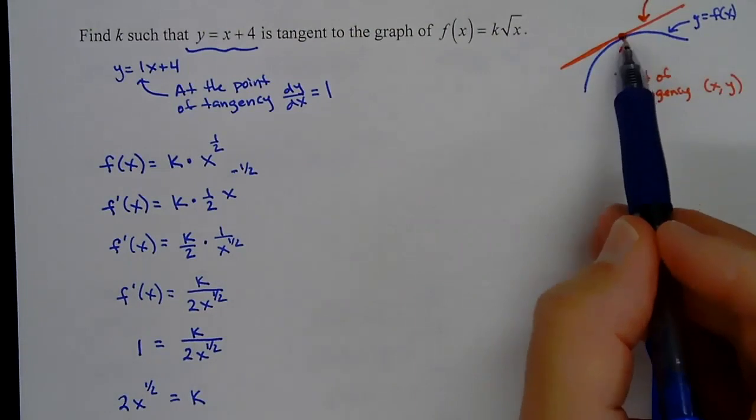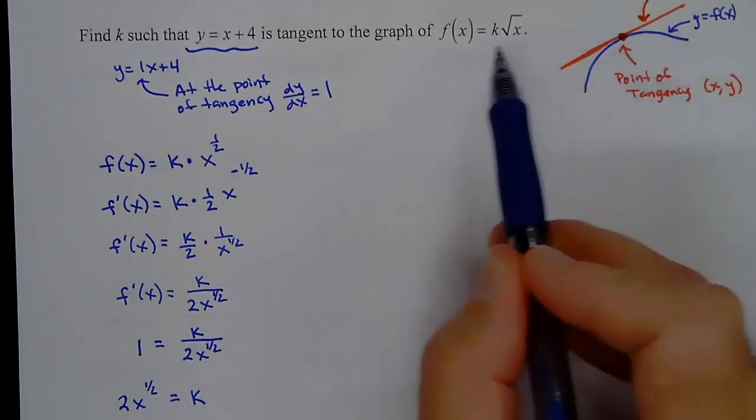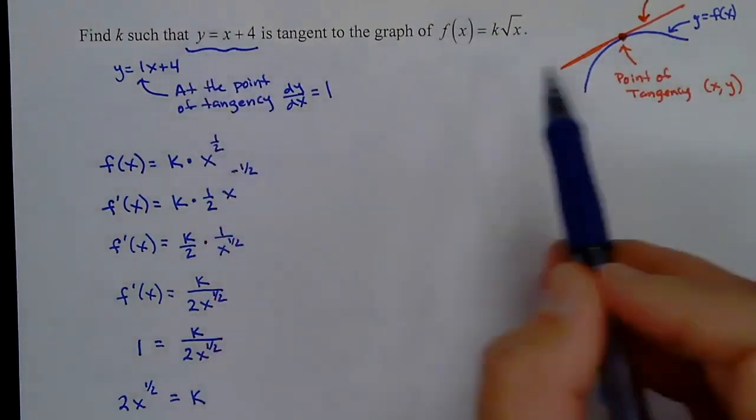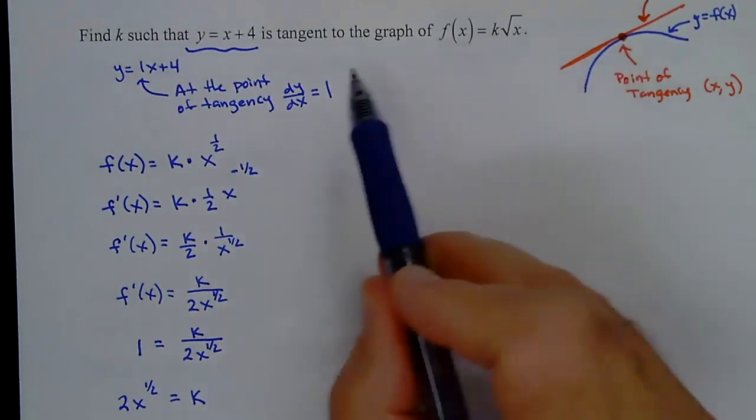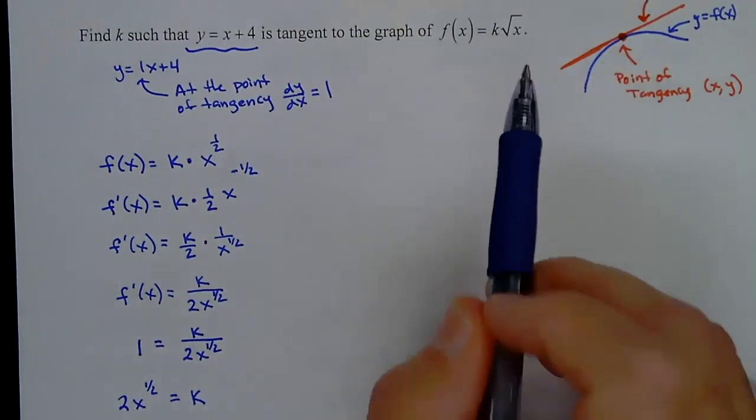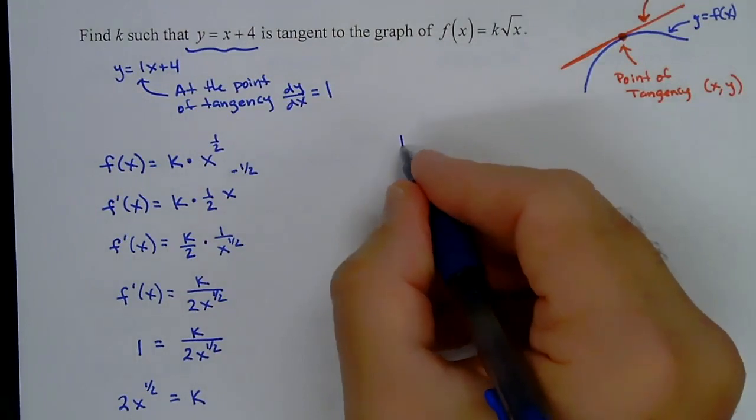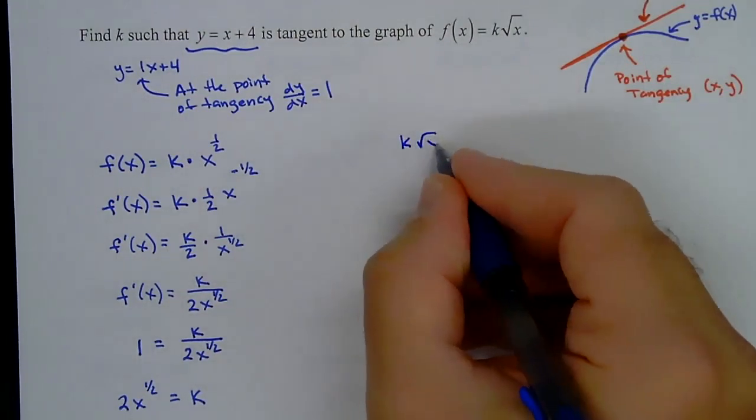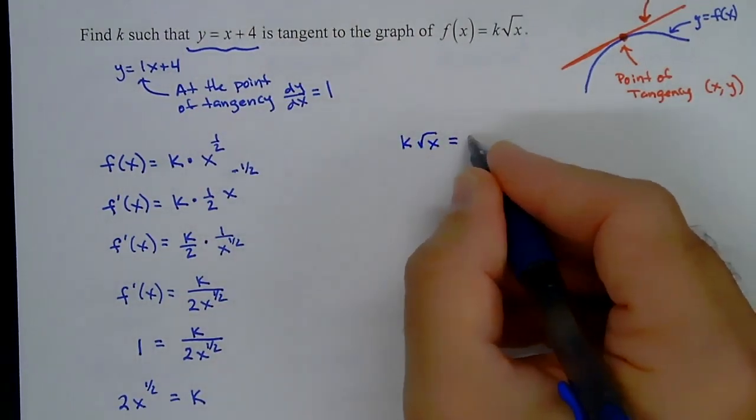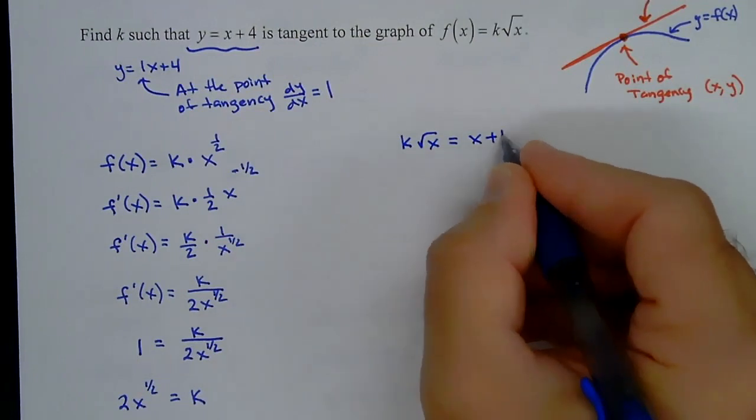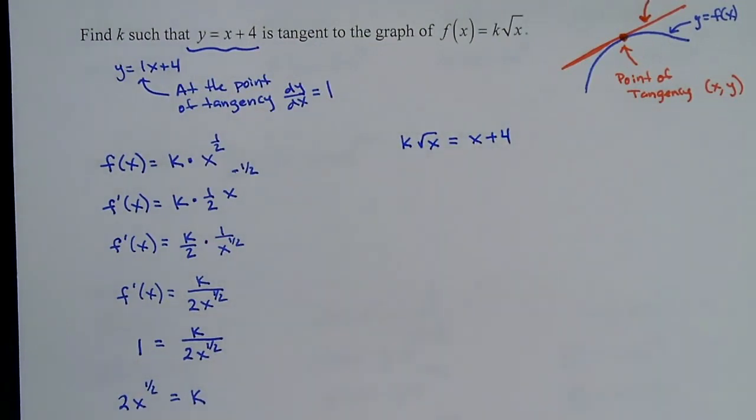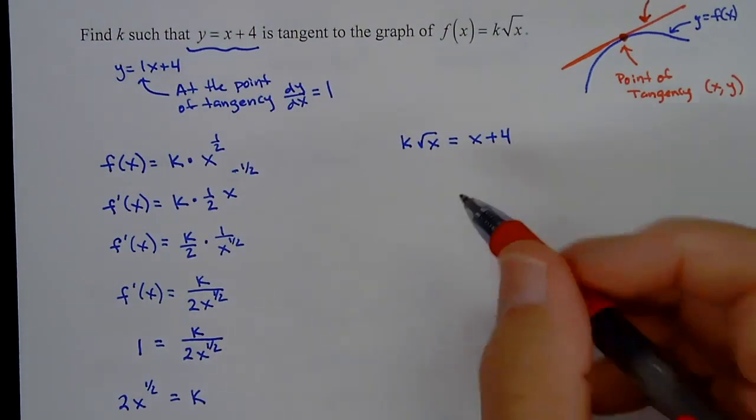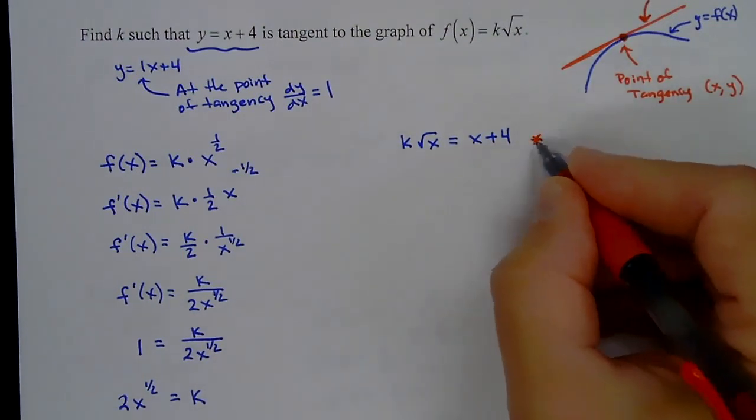Okay, so what do I know about these two? Well, f of x is y, and here's why. Well, this point right here, they have to be the same exact y. So that means k square roots of x must equal x plus 4. Has to. Okay? At the point of tangency, let me write this in a different color. And this is what's allowing me to write this.